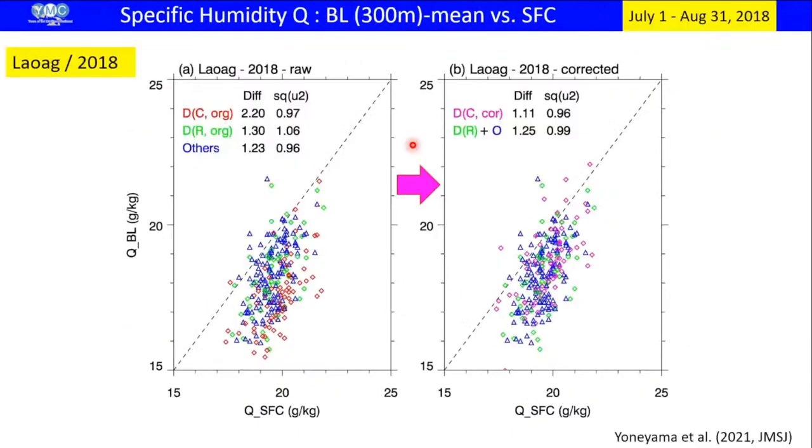So during the 2018 campaign, we obtained a 2-month period of sounding data. We applied the correction scheme only to the clear fine daytime data set. The result is here. You can see the corrected values are very close to each other, the surface value and the boundary layer mean value, like this.